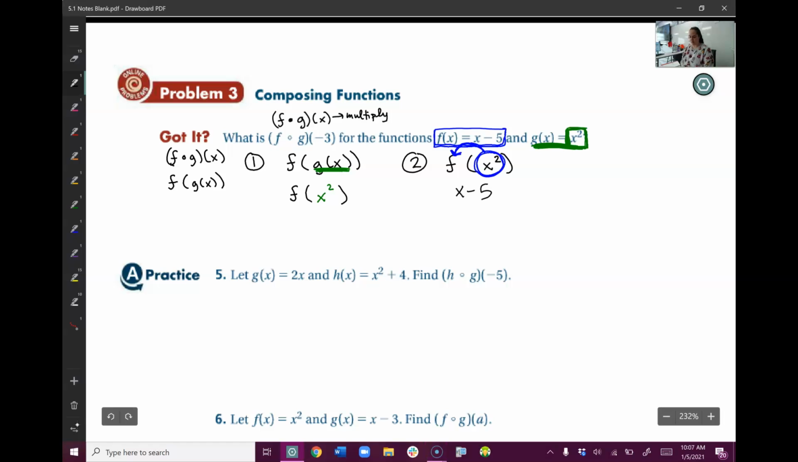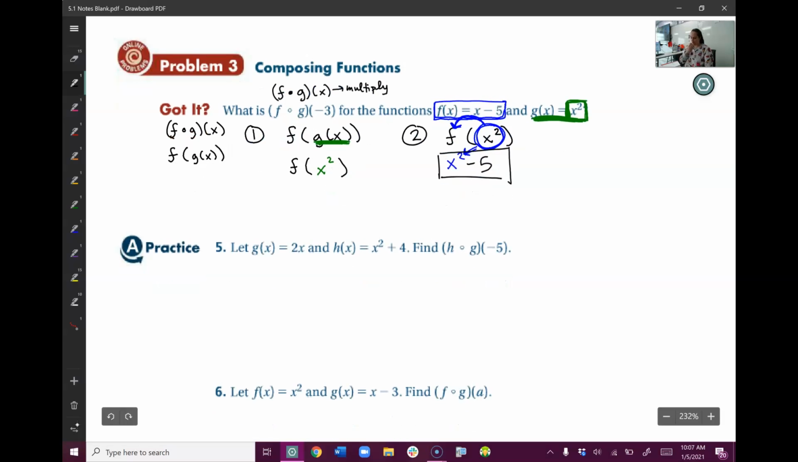Instead of x minus 5 for f of x, we're plugging x squared into it. So anytime I have an x, I'm going to erase it and change it to that x squared that I substituted in. And that's going to be my answer. That's composition. So let's try number 5.